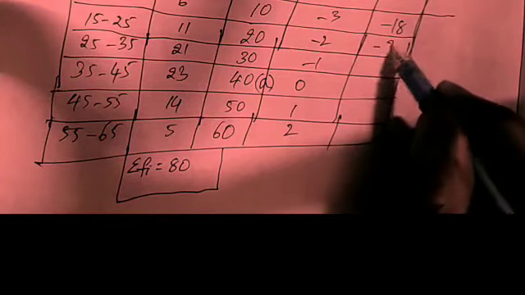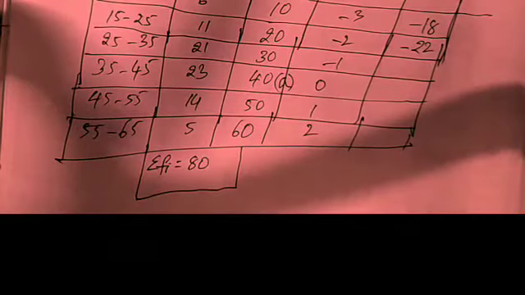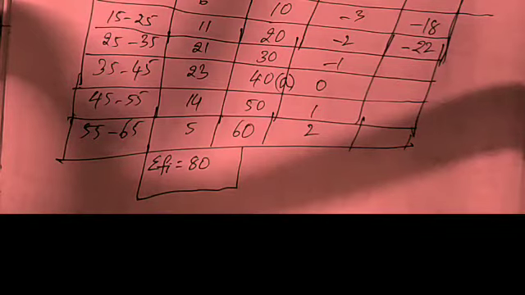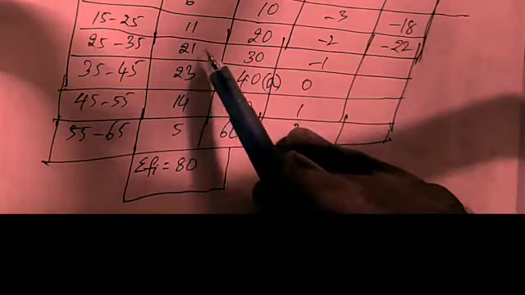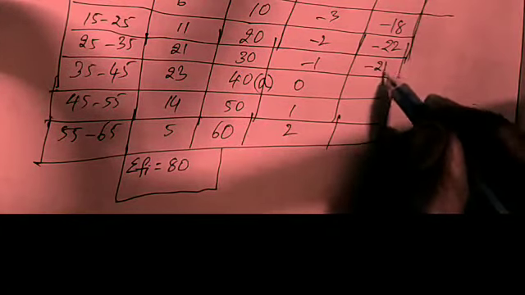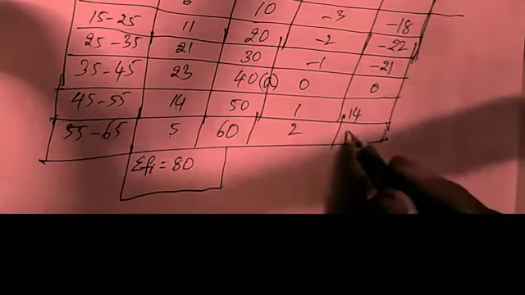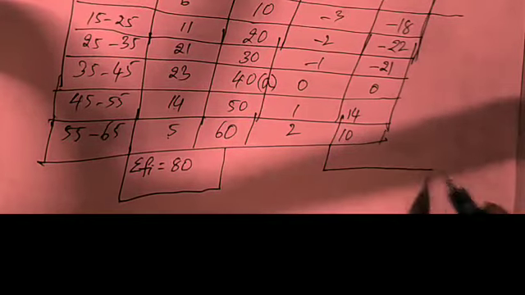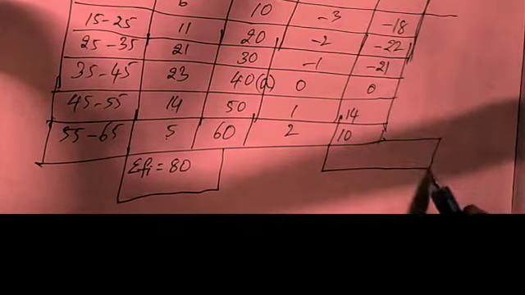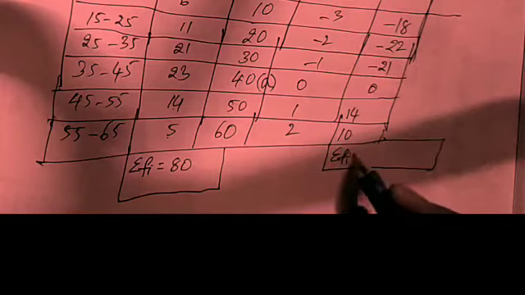Now, multiply f_i u_i. 6 3s are 18, 11 2s are 22, 21 into minus 1 is minus 21, 23 zeros are 0, 14 1s are 14, 5 2s are 10. Now, we add sigma f_i u_i.